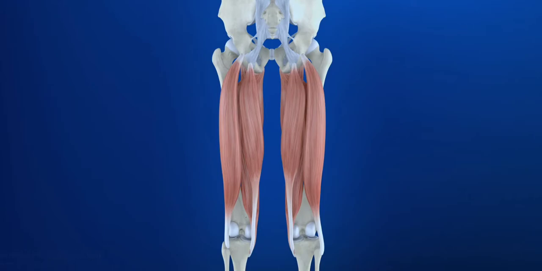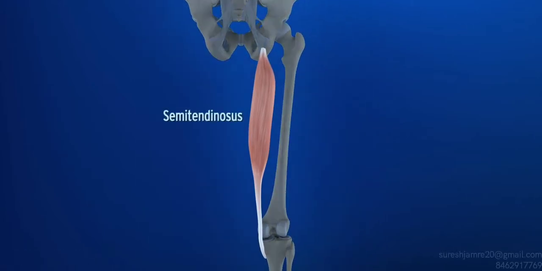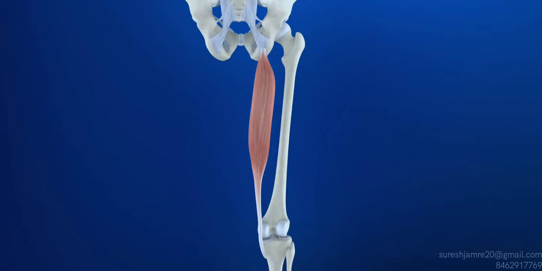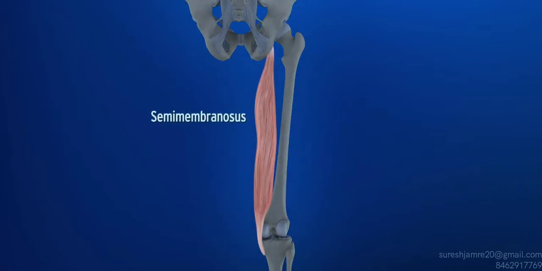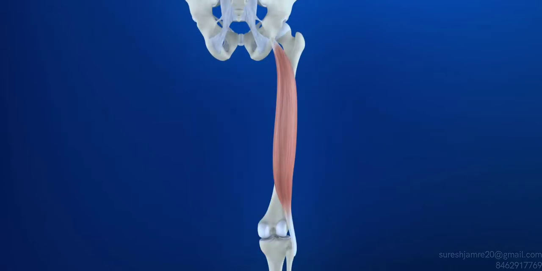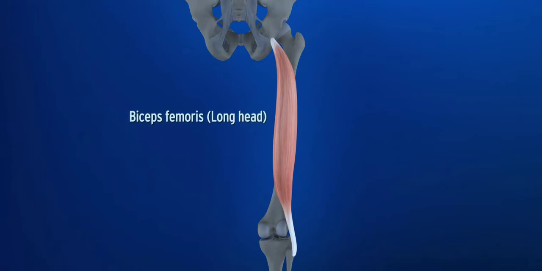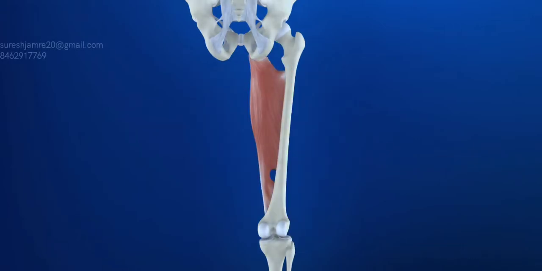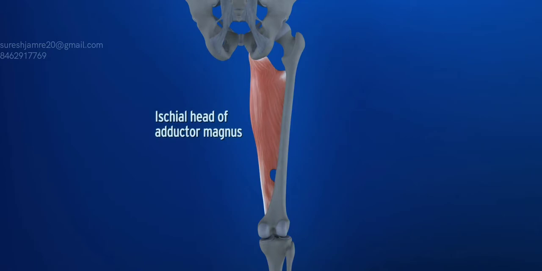The hamstring muscles are semitendinosus, semimembranosus, biceps femoris, long head, ischial head of adductor magnus.